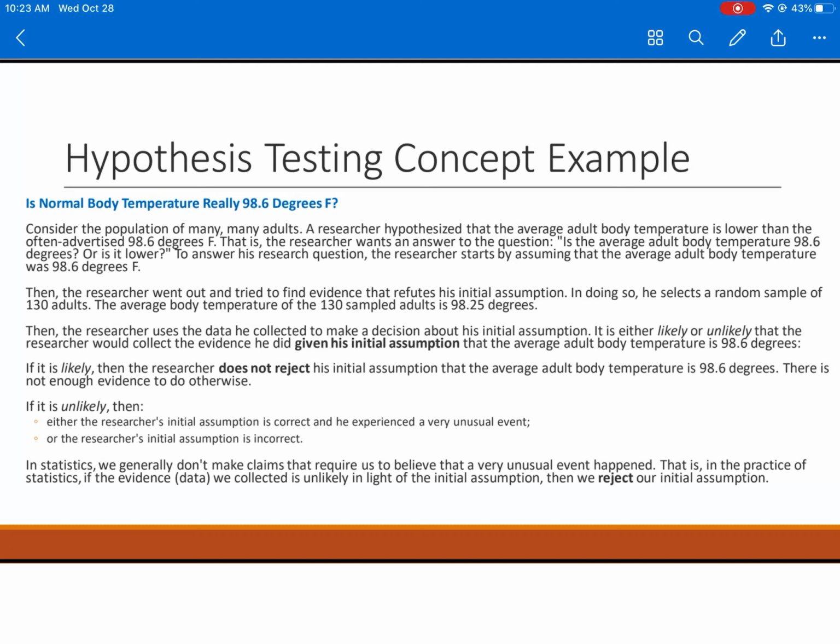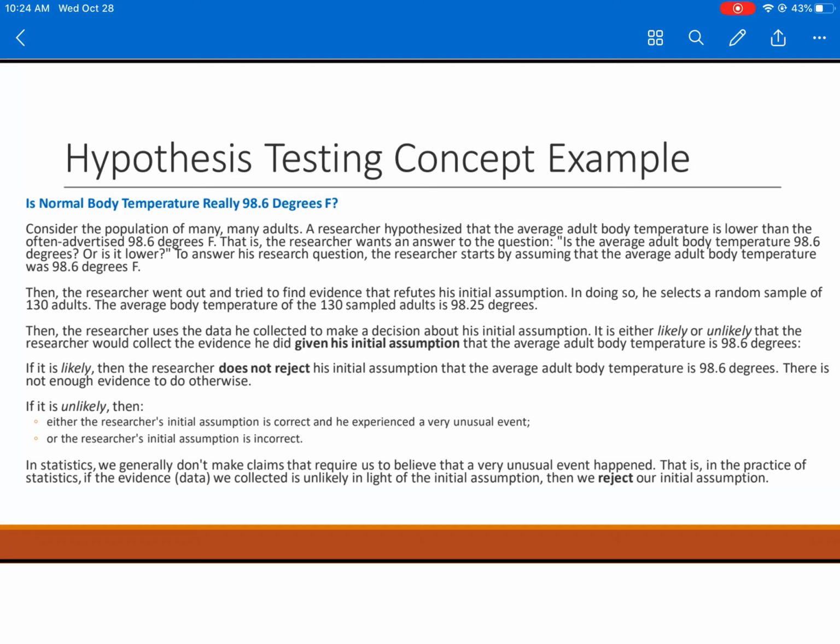A researcher hypothesized that the average adult body temperature is lower than the often advertised 98.6 degrees Fahrenheit. That is, the researcher wants to answer the question, is the average adult body temperature 98.6 degrees, or is it lower? So to answer his research question, the researcher starts by assuming that the average adult body temperature was 98.6 degrees Fahrenheit. Then, the researcher went out and tried to find evidence that refutes his initial assumption.